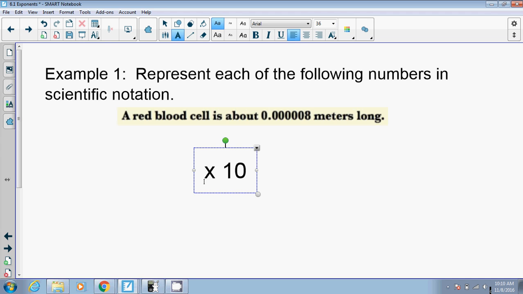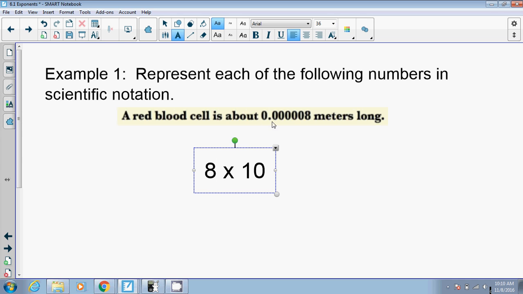So let's determine the number that we're going to put in before we put the 10. So remember, the number has to be between 1 and 10, not including 10. So if I look at this, I want an actual number there. I don't want any zeros. So the number between 1 and 10 would have to be 8. I can't put 0.8 because, again, that's not between 1 and 10. I can't put 80, again, not between 1 and 10. So it has to be 8.